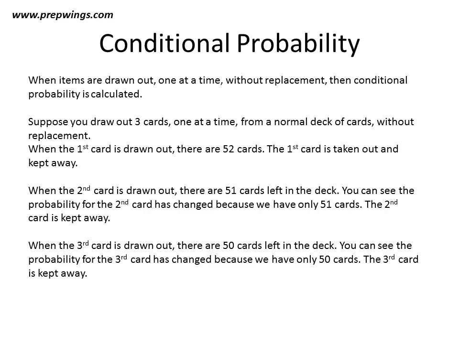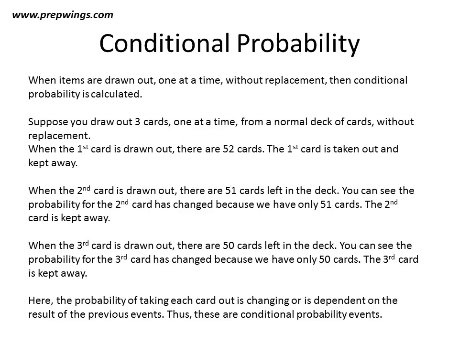Now when the third card is drawn out, there are 50 cards left in the deck. You can see that the probability of the third card has changed because instead of 52 cards, we have only 50 cards in the deck now. So the third card is now kept away. This is the meaning of withdrawing an item without replacement. So in this case, conditional probability is calculated.